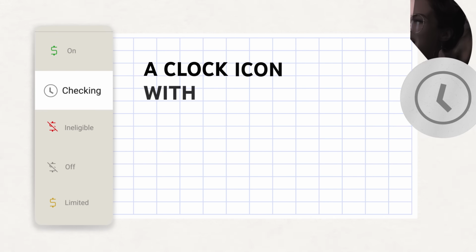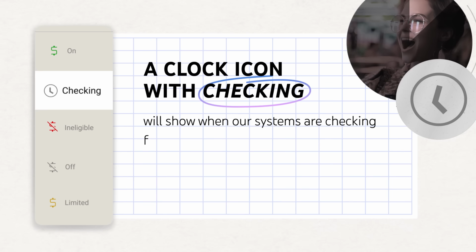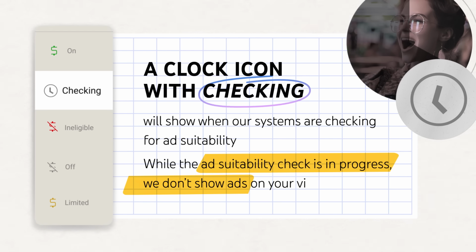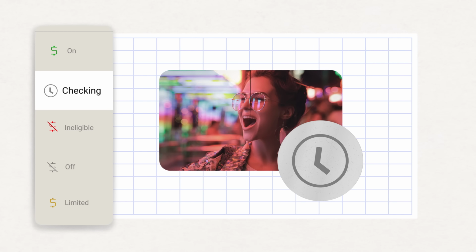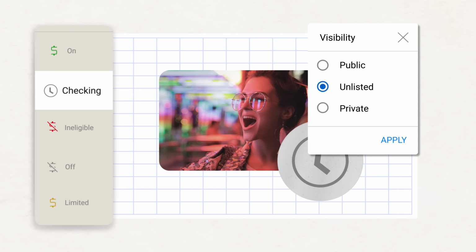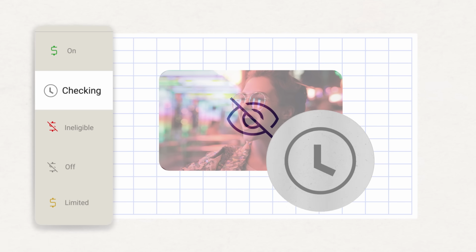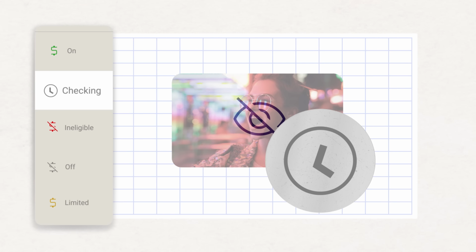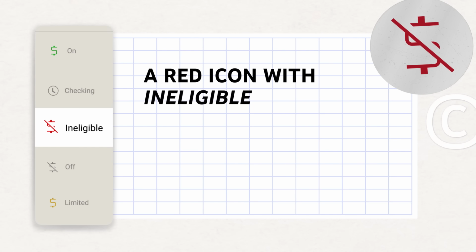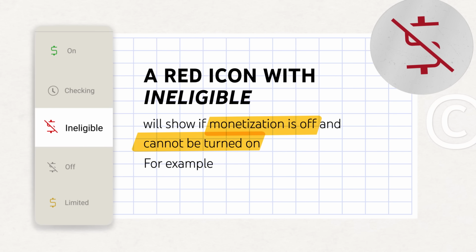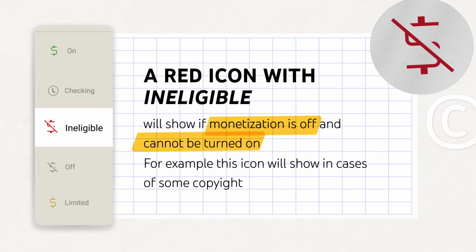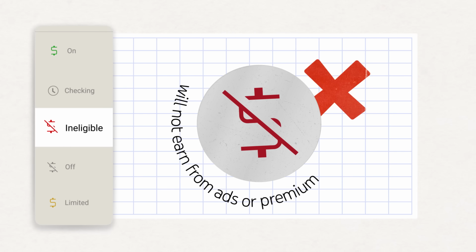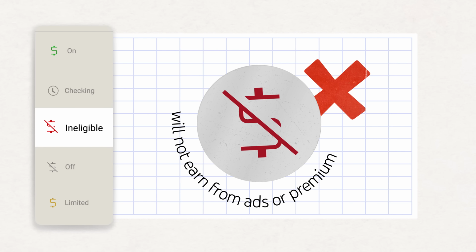A clock icon with Checking will show when our systems are checking for ad suitability. While the ad suitability check is in progress, we don't show ads on your video, so we recommend uploading your content as private or unlisted first so you can wait to see what the monetization status will be before publishing. A red icon with Ineligible will show if monetization is off and cannot be turned on. For example, this icon will show in cases of some copyright claims. When you see this icon, your video will not earn from ads, and it will not be eligible to earn from YouTube Premium subscription revenue.